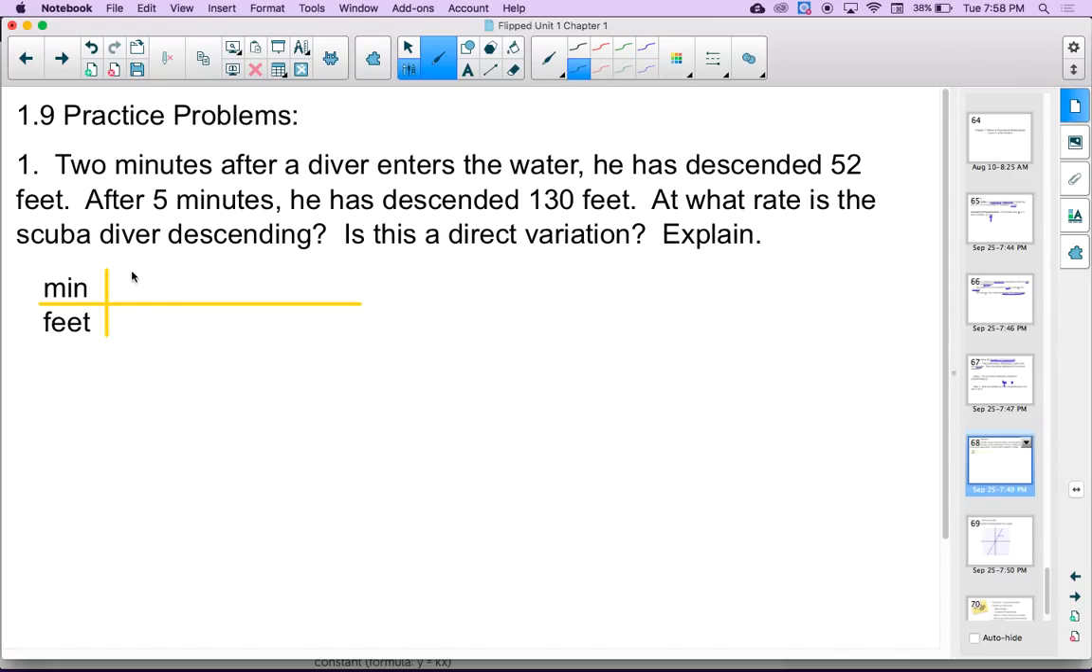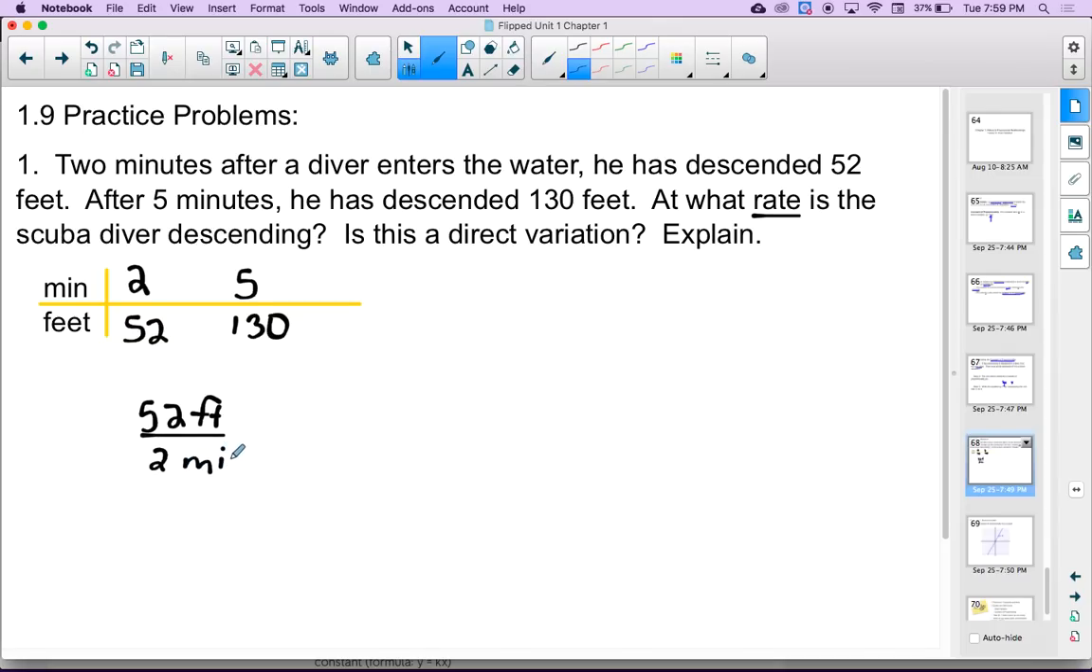It tells us only a little bit of information here. We know at 2 minutes, our diver is at 52 feet under the water. And then at 5 minutes, he or she is at 130 feet below the water. So our first job is to see what the rate is that the diver is descending at. So we're going to write our rate. It'll be 52 feet per 2 minutes. Remember, money in the top, time in the bottom. 52 feet per 2 minutes.